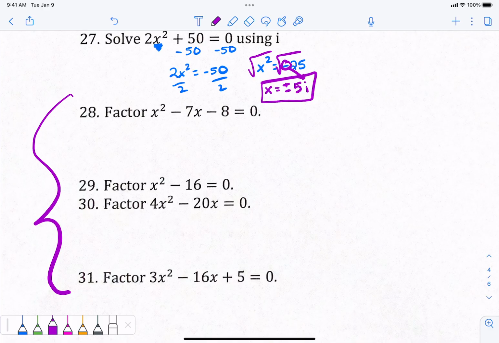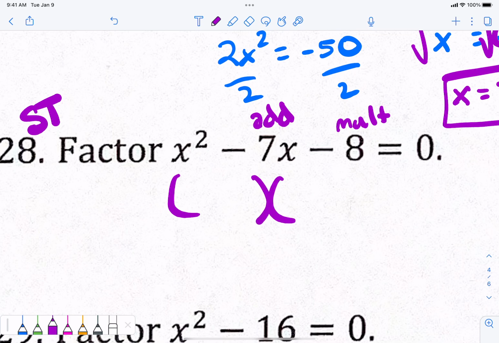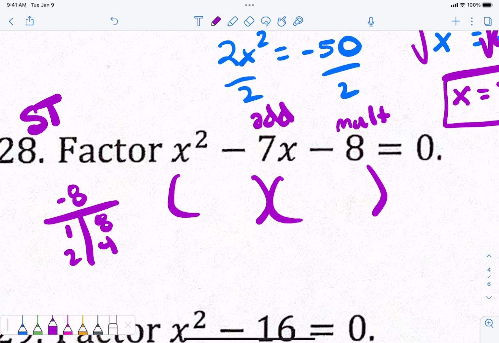Find numbers that add to get 7 and multiply to get 8. Yep. This one is a simple trinomial. So I want to multiply to get negative 8, and add to get 7. Okay. So that's how you factor a simple trinomial. 1 and negative 8. 2 and negative 4. So if you need to list out, which one of those combinations gives you 7? 1 and 8. If I want negative 7 though, the 8 has to be negative and the 1 has to be positive. So it's x plus 1 and x minus 8, right?